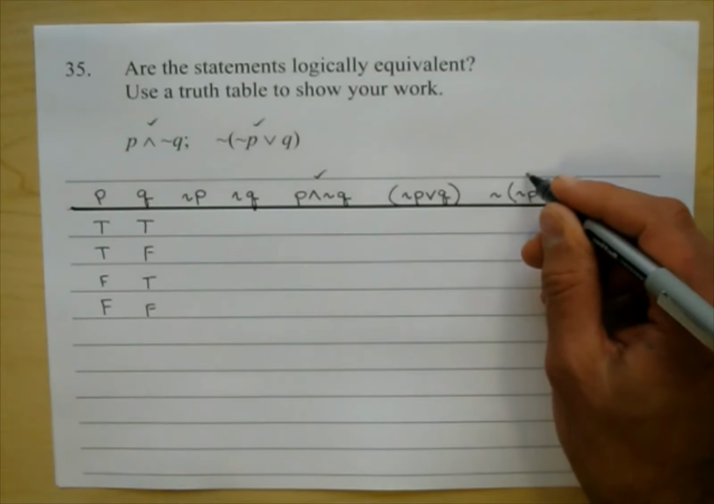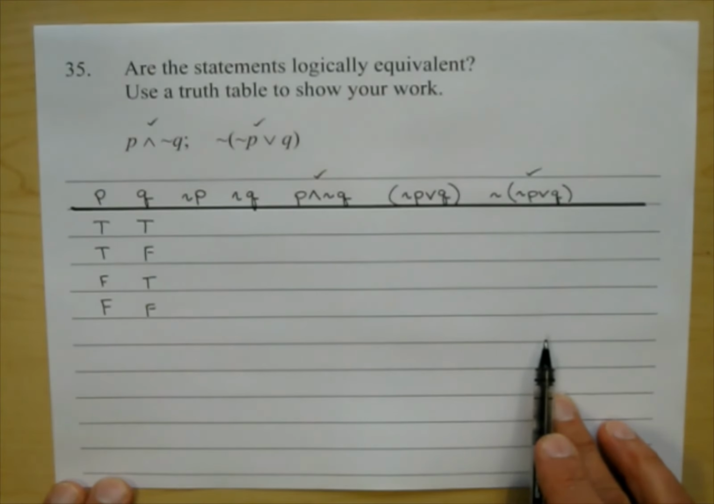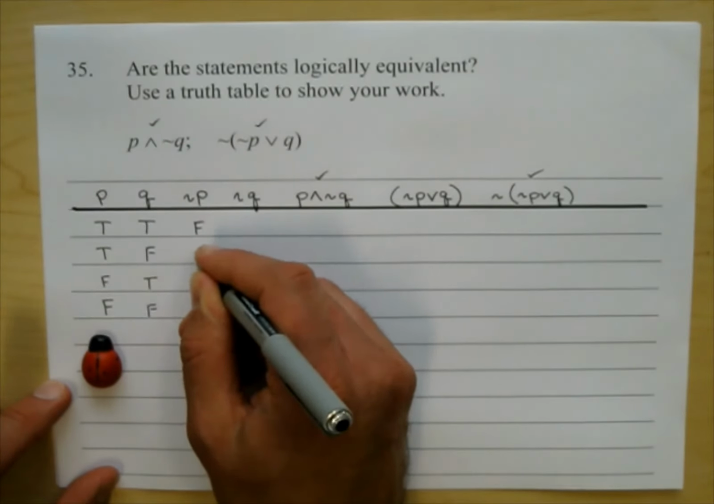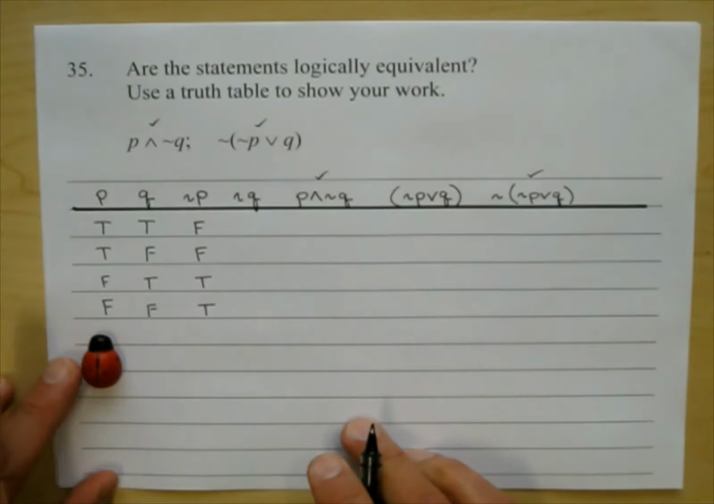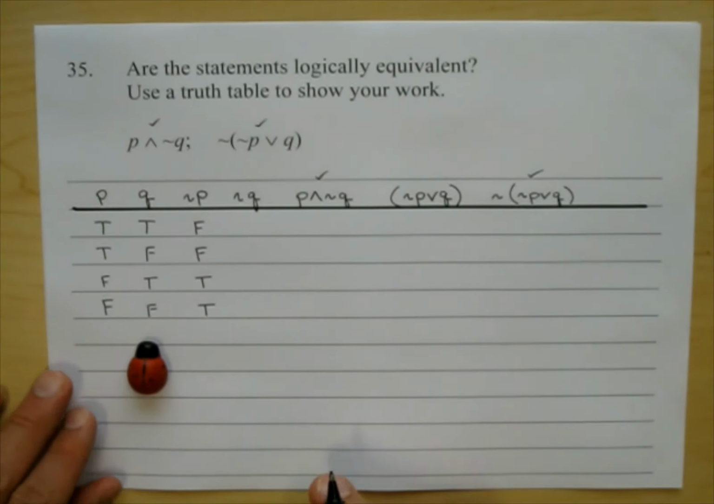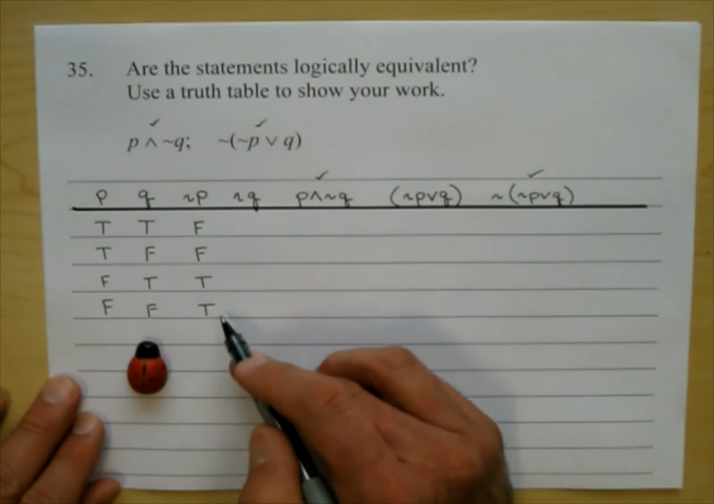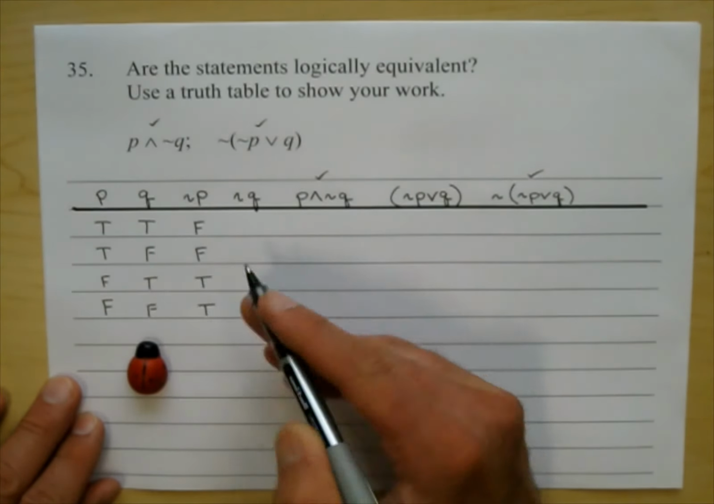And so we're going to take a look at these 2 columns here and see if they are identical. Let's go ahead and do the negation of P, which is false, false, true, true. We'll do the negation of Q, which is false, true, false, true. Hopefully I said false, false, true, true. So this for not P, not Q is false, true, false, true.